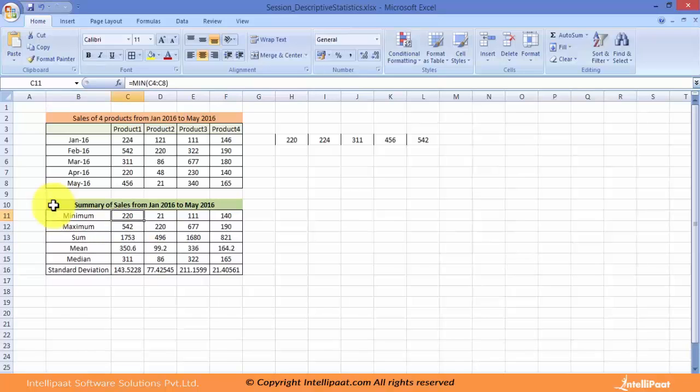Similarly, I'm talking about product 2, product 3 and product 4. This is the complete summary of the data that I'm presenting here. Now, is this summary sufficient for you? No, this is not sufficient. There are some more characteristics that I'm going to introduce that would be helpful for us to characterize the data. Let us take an example.